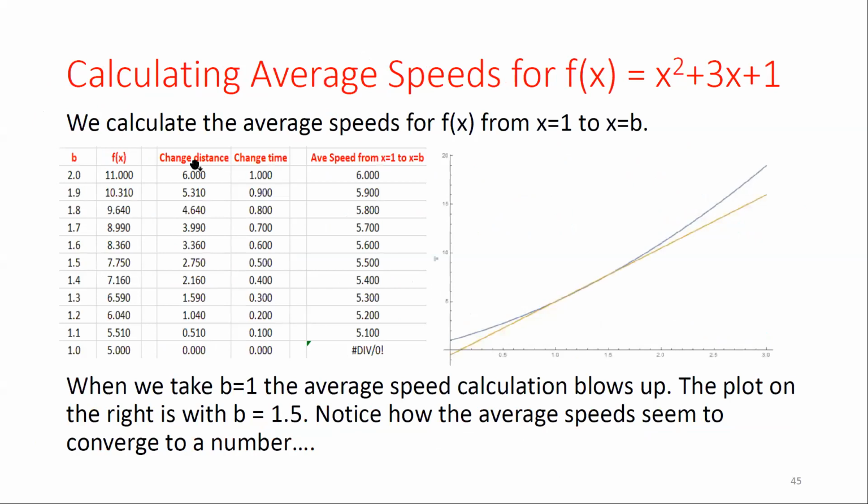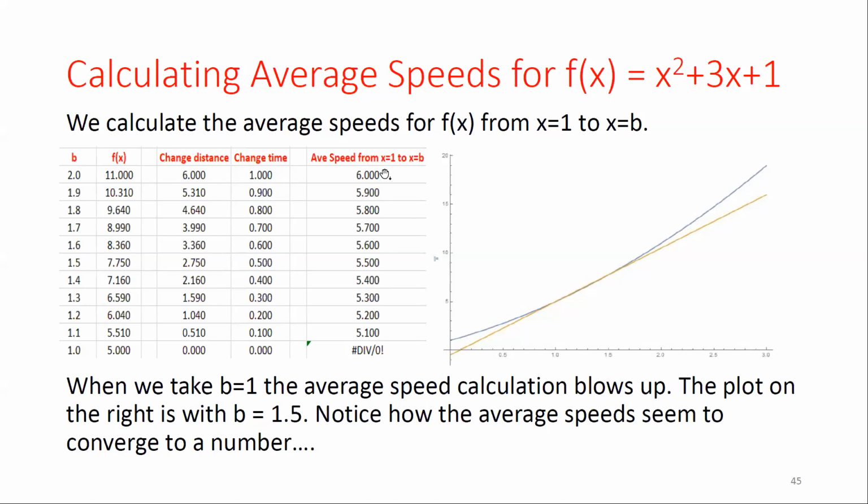So what I did now is I took the function x squared plus 3x plus 1, and I calculated, let's say x equals 1, and let's choose different values of b. I chose b to be 2, 1.9, 1.8, 1.7, all the way down to 1.0. I looked at what is f of b. I looked at the change in distance, the change in time, and the average speed from 1 to b.